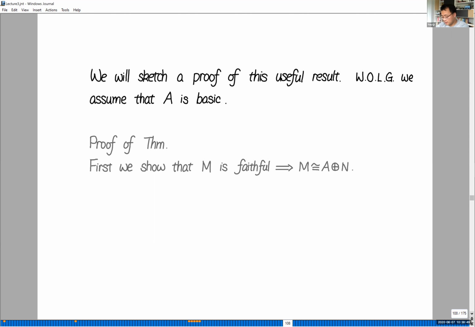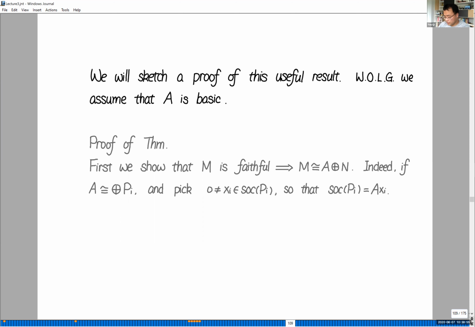Okay, so A always occurs as a summand inside M. To show this, decompose A into a direct sum of indecomposable projectives. Because A is Frobenius, these are also injective modules, and we pick the socle of each P_i. In this way, P_i becomes the injective cover of its socle, because A's P_i are also injective, and the socle is the direct sum of all simple submodules in A.